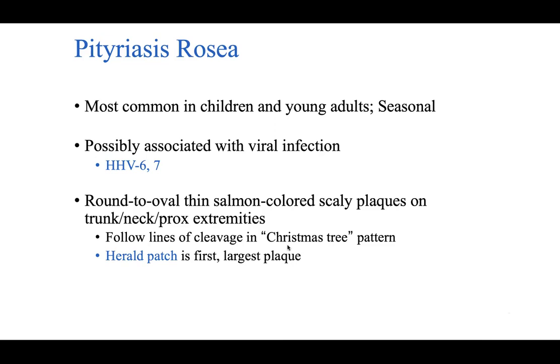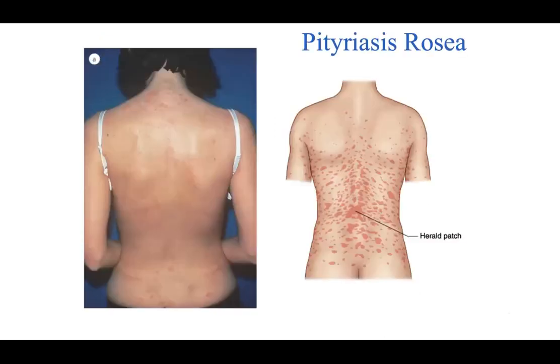The buzz phrase is Christmas tree pattern. It follows the lines of cleavage on the back. The herald patch is first. It's the largest plaque, and then you'll get the eruption of some other small papules and plaques. So here's the herald patch forming, and then this Christmas tree distribution here. As you see, it's shaped with these diagonal lines of distribution on both sides of the back.